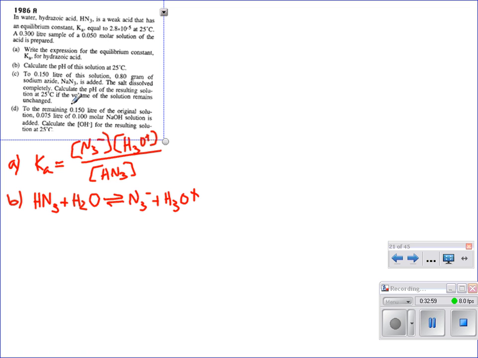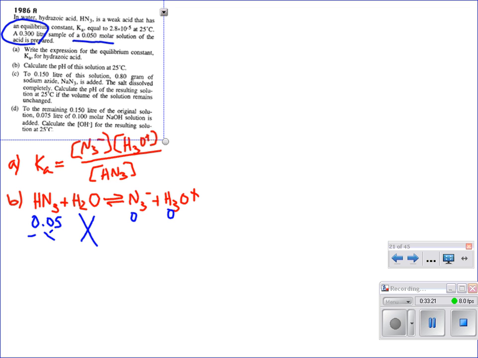So we have an original concentration. Our acid is 0.05 molar. Don't worry about that liter. They're just telling you how much you have. I don't care if you have a swimming pool of this stuff. If it's 0.05 molar, the pH is going to be the same no matter how much you have. So we have an original concentration of 0.05.